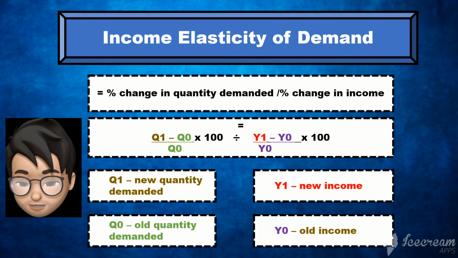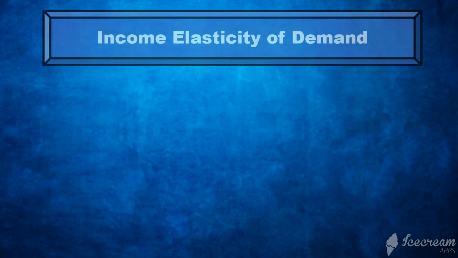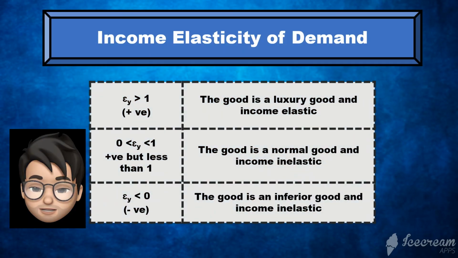So now I'm going to explain the formula of income elasticity of demand. The formula is change in quantity demanded divided by change in income. As you can see, Q1 represents the new quantity demanded, Q0 represents the old quantity demanded, Y1 represents the new income, and Y0 represents the old income.